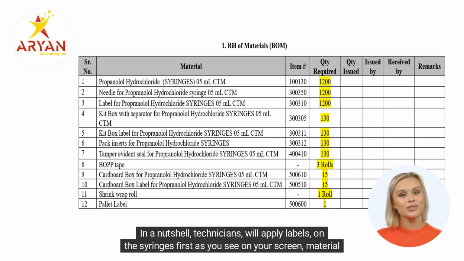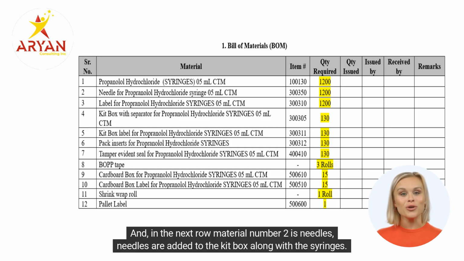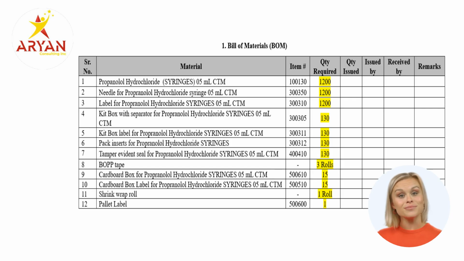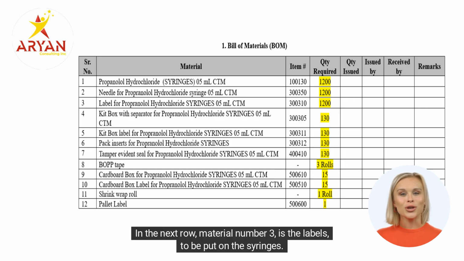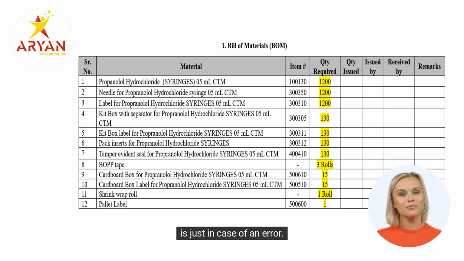In a nutshell, technicians will apply labels on the syringes first, as you see on your screen, material number 1. And in the next row, material number 2 is needles. Needles are added to the kit box along with the syringes. In the next row, material number 3 is the labels to be put on the syringes. Next row, material number 4 is the kit box. Quantity is mentioned 130. This is 10 extra than needed. This is just in case of an error.